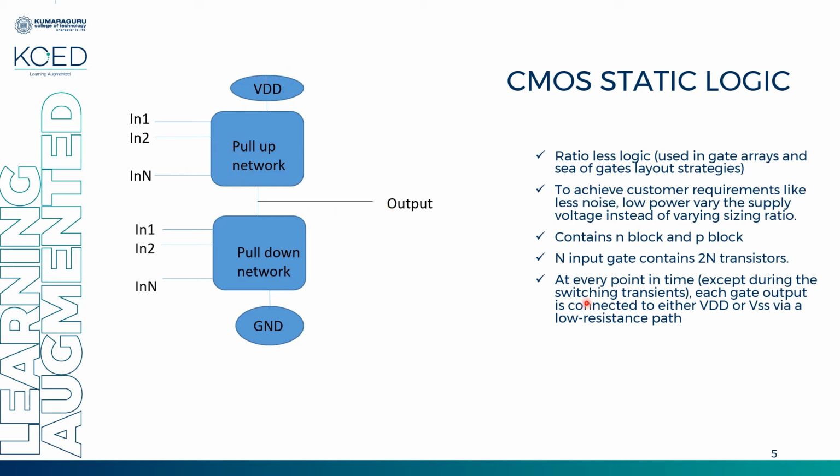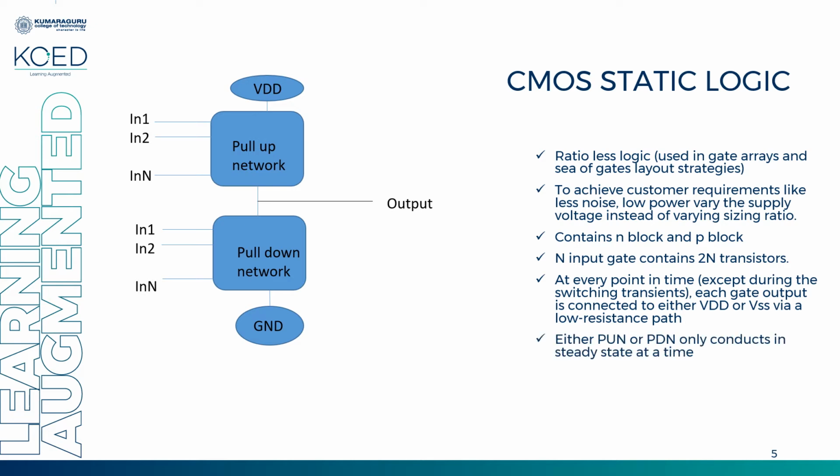So at any instant, each gate output is connected to either VDD or ground. Only if you have a low resistance path, some PMOS or NMOS will be on, and it will remain as a closed switch. So you have a path from VDD to output, or a path from output to ground via some transistor, with respect to your logic.